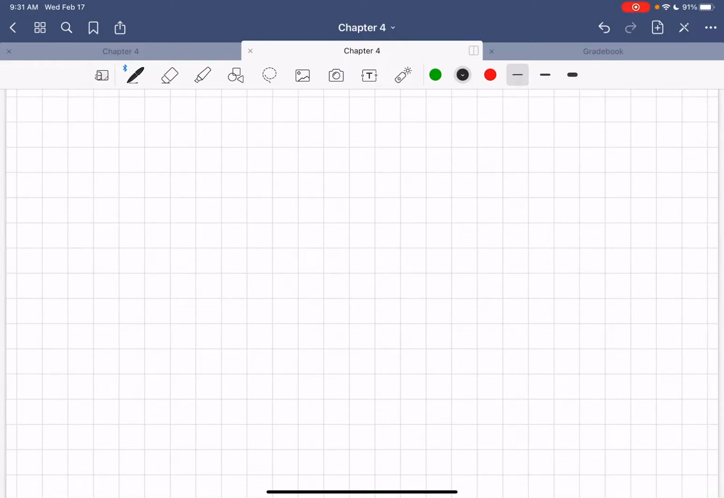Hi everyone, this is going to be examples of graphing linear equations.